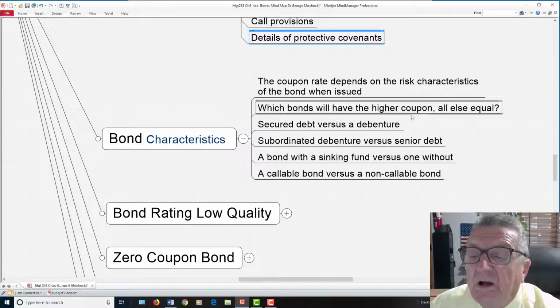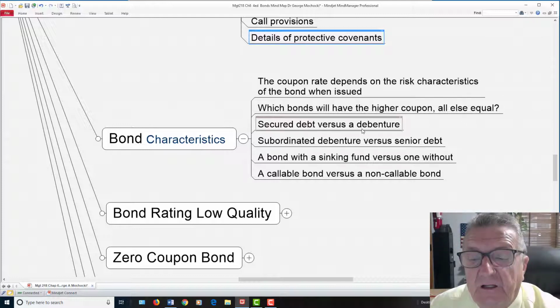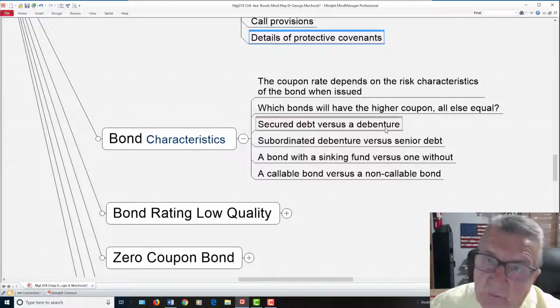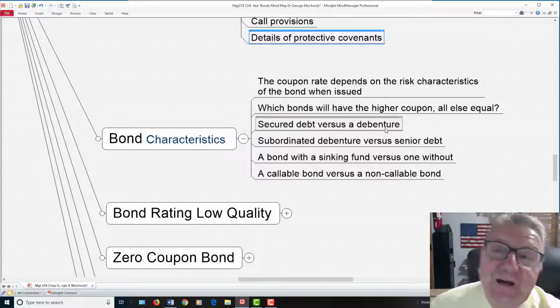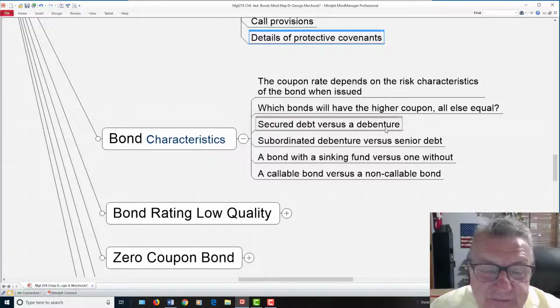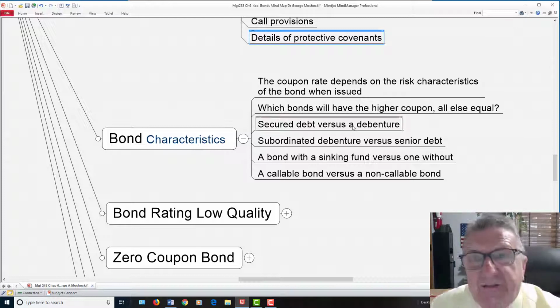Which bonds will have a higher coupon, all else equal? Secured debt versus a debenture bond. One has some collateral, one doesn't. Remember, when I do a line of credit on my mortgage, I have the house as collateral. If I use my credit card, I have just my good word, the company's value, my reputation, for lack of better words, that it will pay back.